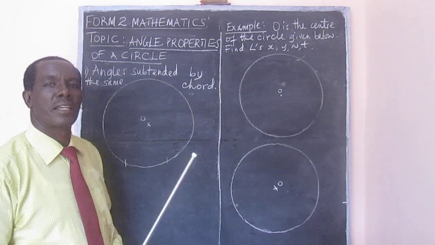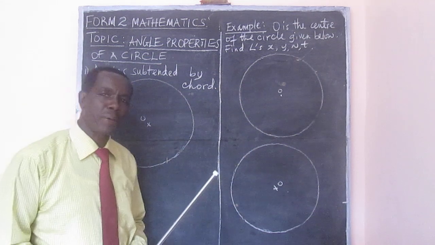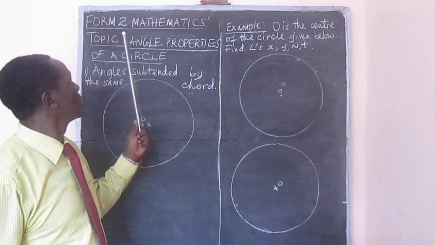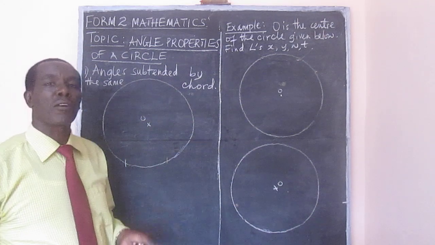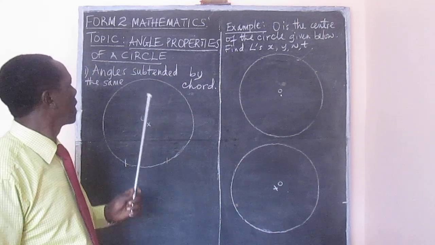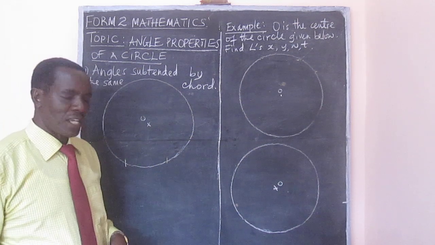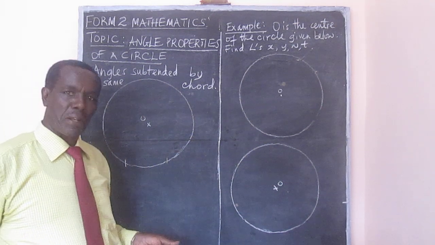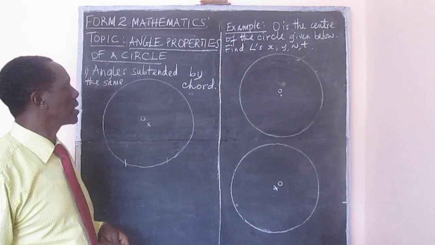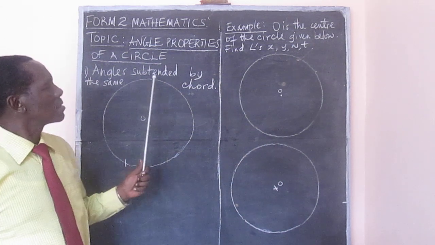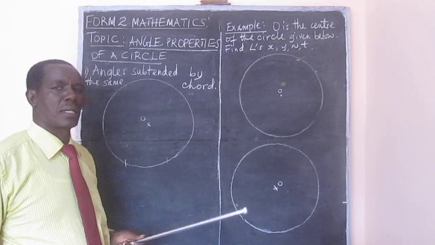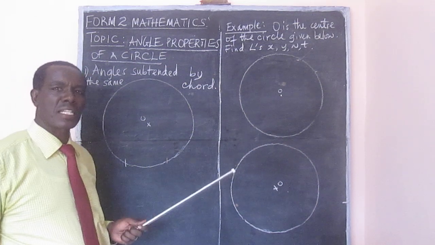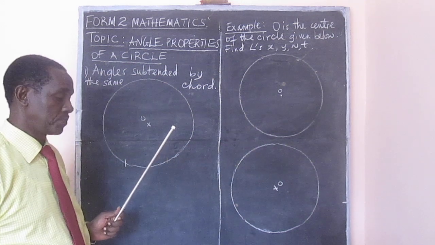In this class, we would like to look at a topic in Form 2. And the topic is angle properties of a circle. We want to go straight to the first theorem concerning angles subtended by the same chord or the same arc in the same part of the circumference.